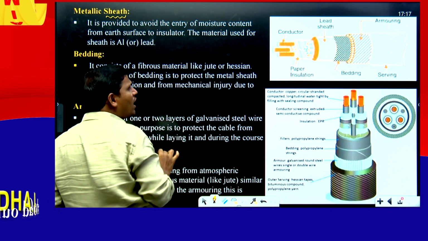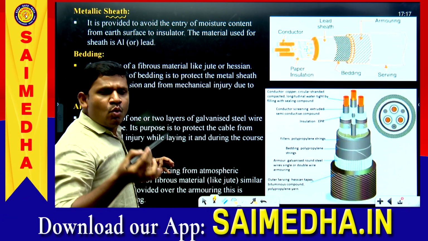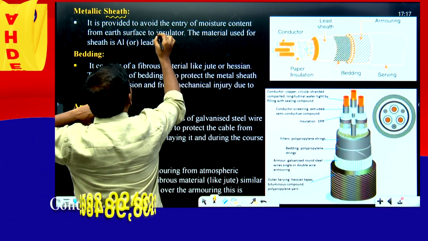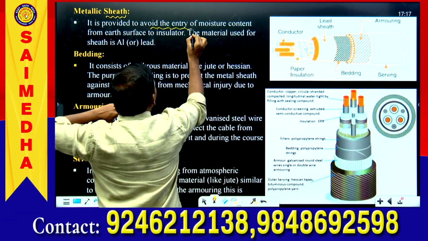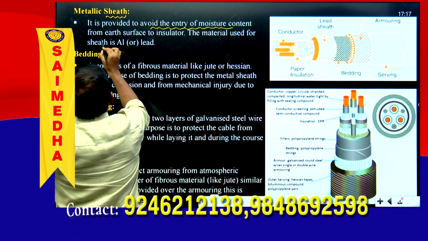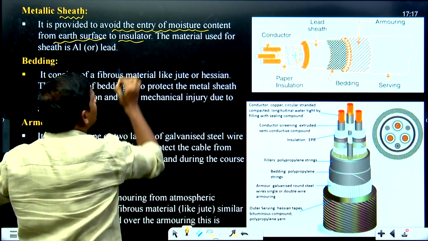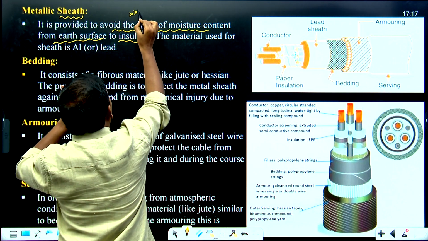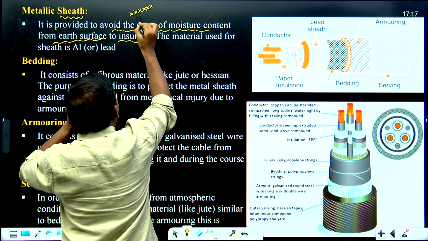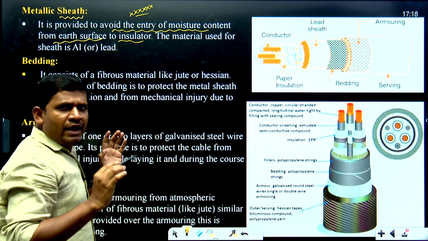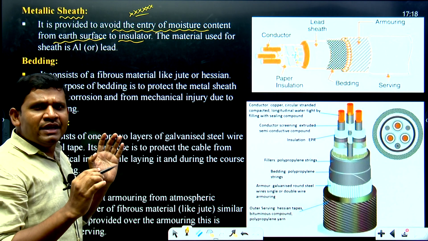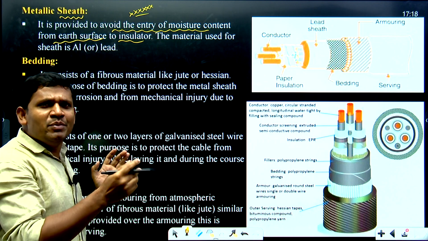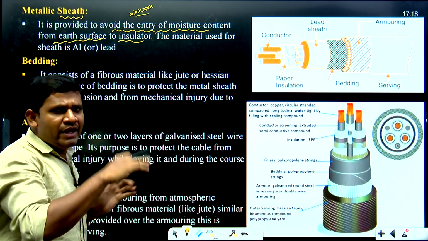Most expected model of question and repeated model of question. What is the function of the sheath in a cable? The function of the sheath in a cable is to avoid the entry of moisture content from the earth surface to the insulator. Very important. Now itself you remember, friends. Very important 5-star question. What is the function of the sheath in a cable? A sheath eliminates the entry of moisture content into the insulation. It eliminates the entry of moisture into the insulation.